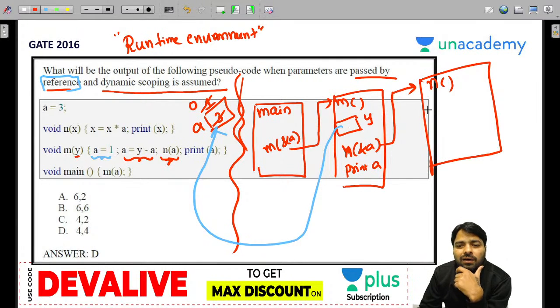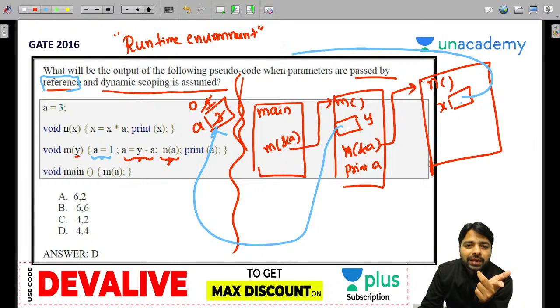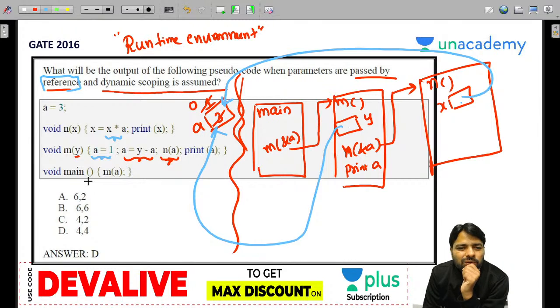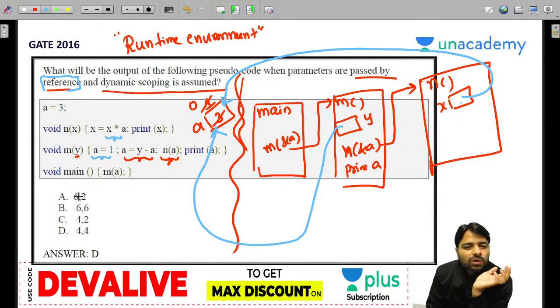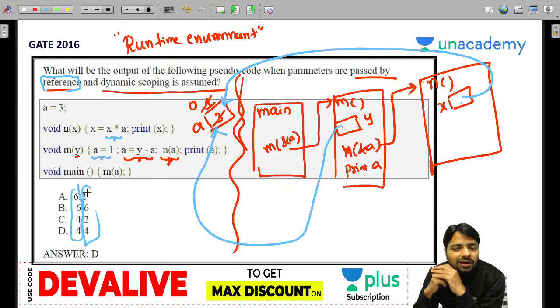And x, meaning address of this was passed, right? So x is going to point to which one? The a that you have passed. Address only, right? Same a. Then x is equal to x into a, that is 0 into 0 is 0. Print x, 0. Guys, you haven't seen 0 anywhere, right?